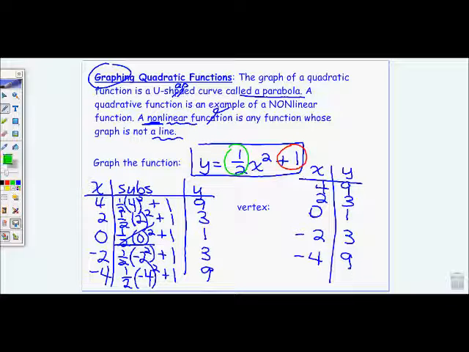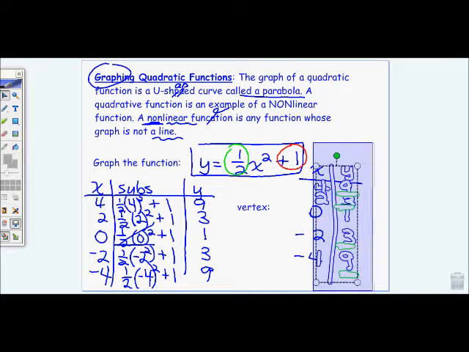Now, just looking at the points before I even graph, you should notice something. You should notice that we have some mirroring points. And that's going to make a little bit more sense in just a minute when we go to graph this, and you will see what a parabola is.